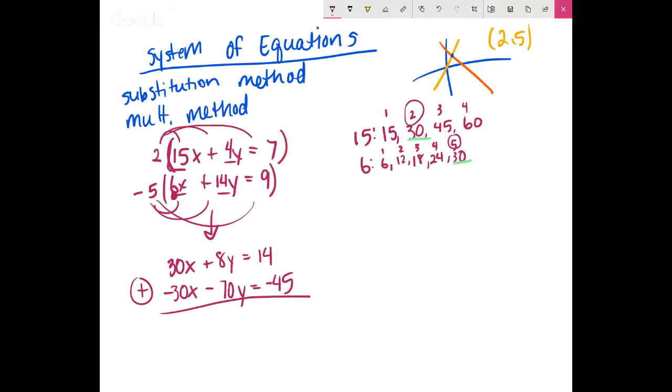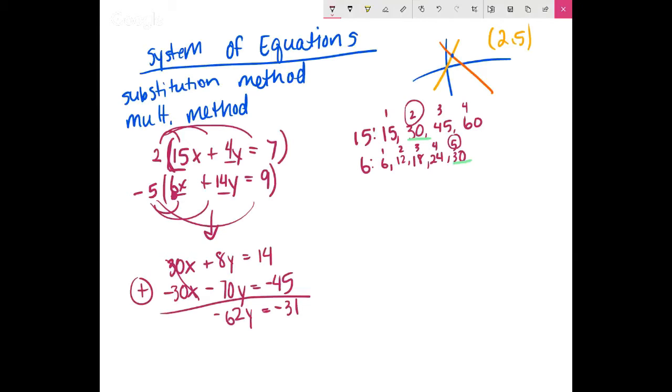What's going to happen? This 30x is going to cancel out. Awesome sauce, that's what we wanted. Now we need to add the other two sets of terms. So 8 minus 70 is negative 62y. And then 14 minus 45 is negative 31.